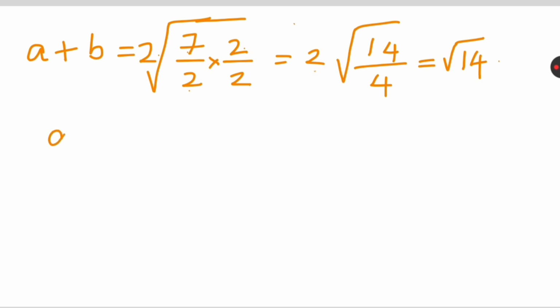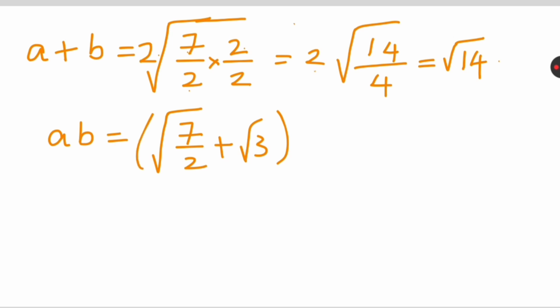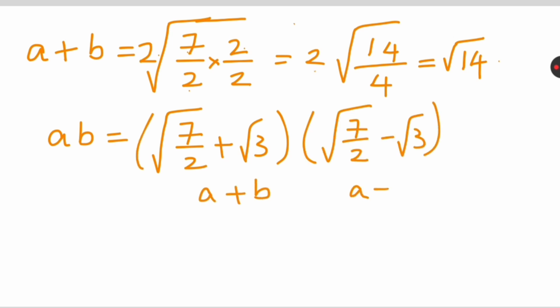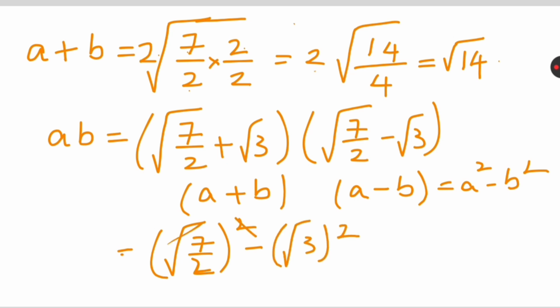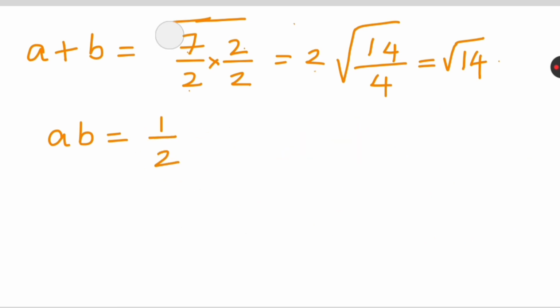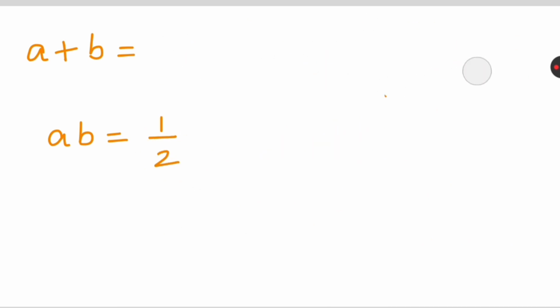Now find out the ab value, that means the product of these two, a and b. This is a, this is b. Now it is in the form of (a + b)(a − b). The formula is a square minus b square. So what is our a here? (√(7/2))² − (√3)². Here the square and square root get cancelled. So we are left with only 7/2 − 3. After taking the LCM, that is 1/2. So the ab value is 1/2. So our a plus b value is root 14, and the ab value is 1/2.